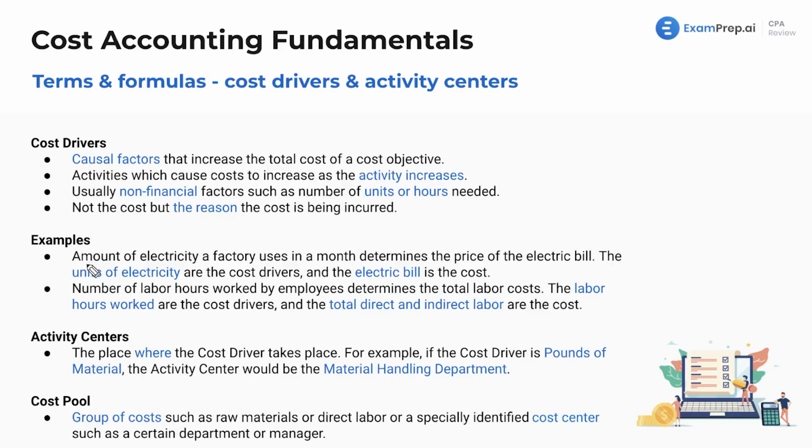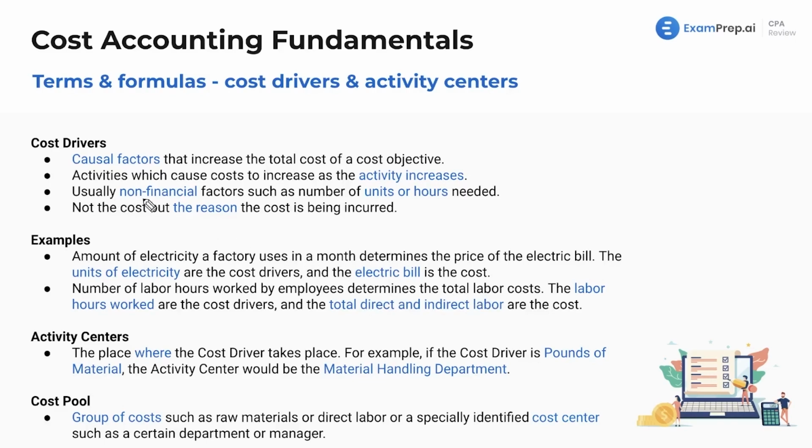So, an example of a cost driver is the amount of electricity that a factory uses in a month. Well, that drives the price of the electric bill. So, the units of electricity are the cost drivers. However many wattage hours of electricity you use, and the electric bill is the cost, right? The number of labor hours worked by employees. So 30 hours is the cost driver, and the total labor bill is the cost. You can say that for, gosh, every example under the sun.